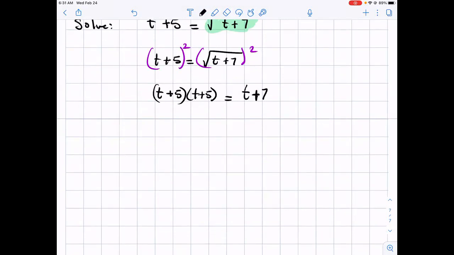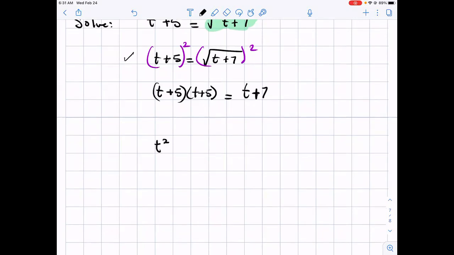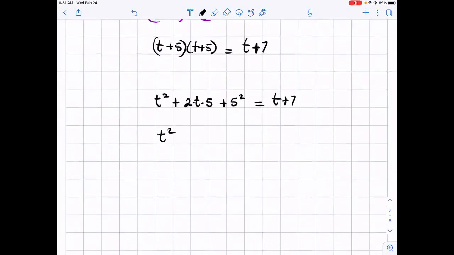Multiplying out the t plus 5, or from up here, you could use the formula, which we know is t squared. Since this is a plus, we'll have plus. You take 2 and you multiply it by t times 5. And then you square the last term also. So this becomes t squared plus 10t plus 25. And you will notice, guys, if you FOIL that out, as you say, you will get the same thing. So this is equal to t plus 7.